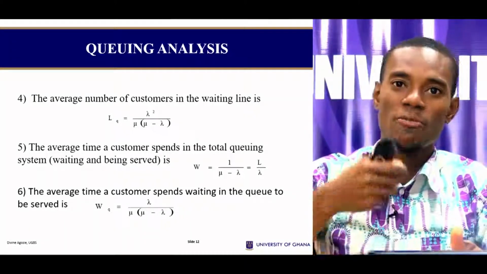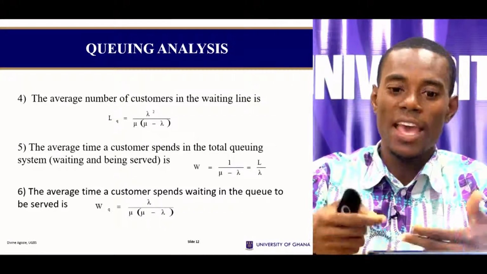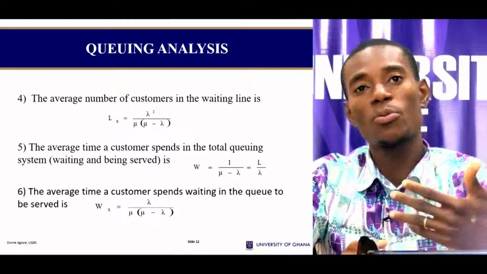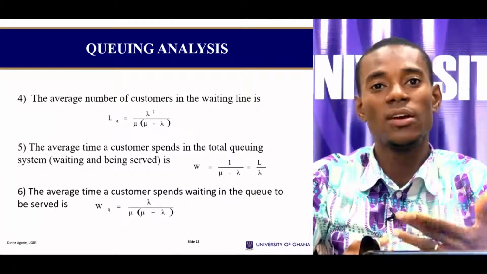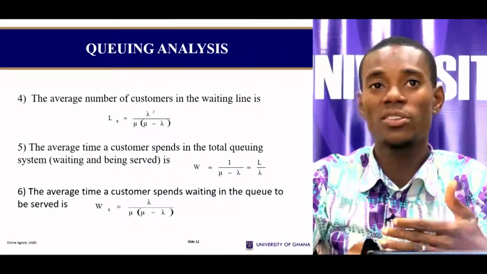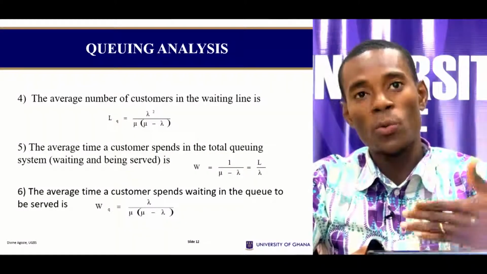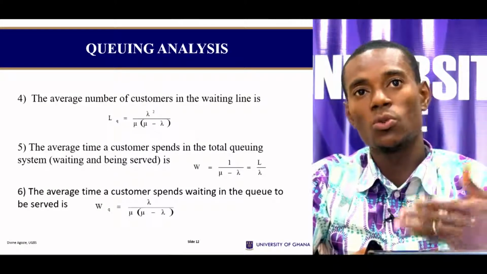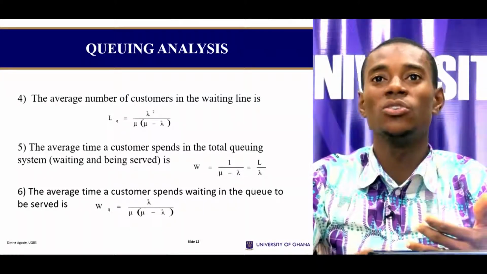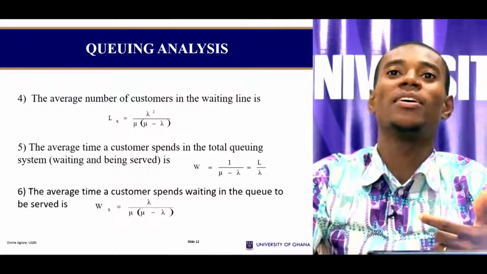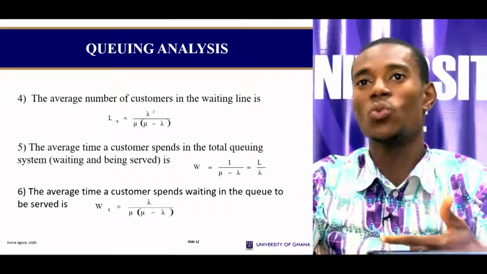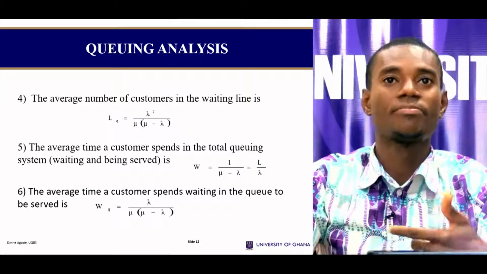So that is when you have presented the check to the lady and you're waiting right in front of her counter and she's getting authorization for your check, or probably she is just counting your cash and you're waiting to receive it. Or in the case of the hospital, this is when you are with the doctor in the consulting room. So here we say that it is 1 over the service rate minus the arrival rate, so 1 over mu minus lambda.